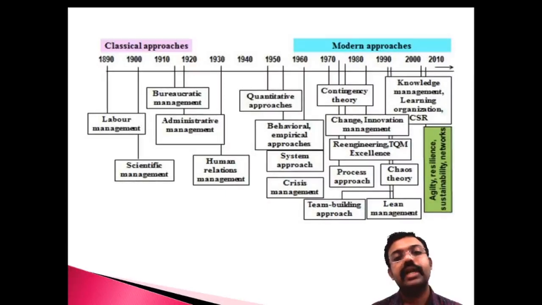In the 1930s and 1940s, there is a quantitative approach. In 1950, there is a behavioral approach. In 1960, there is a system approach. And in 1970, there is a contingency approach. In 1990, changes like innovation and re-engineering processes. And in 2010, we believe in the concept of knowledge management and the system approach. There is corporate social responsibility. At present, the current management scenario believes in the concept of CSR. This is the management transition. From 1890 to 2010, what are the important changes that happened in management?